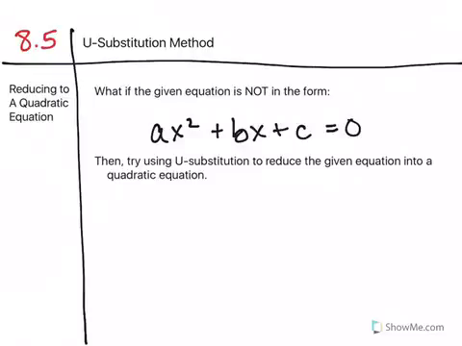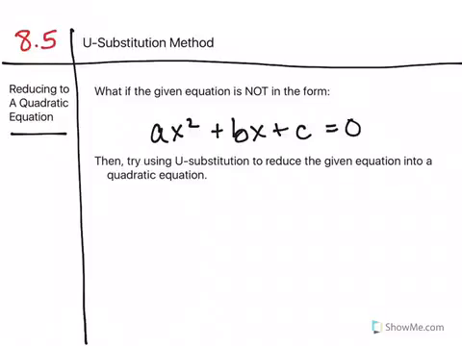In lesson 8.5, we're going to learn a new method called U-substitution. We use U-substitution when the equation that we're given is not in the form of a quadratic equation. So we're going to learn how to reduce to a quadratic equation when what we're given is not in the form ax squared plus bx plus c equals 0.